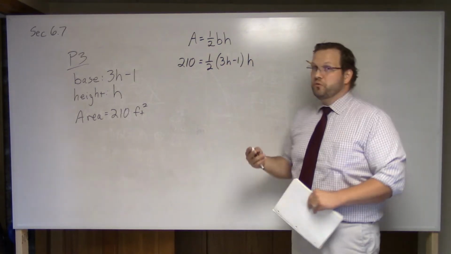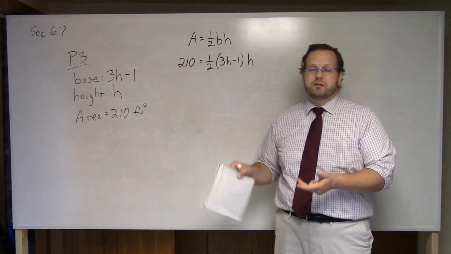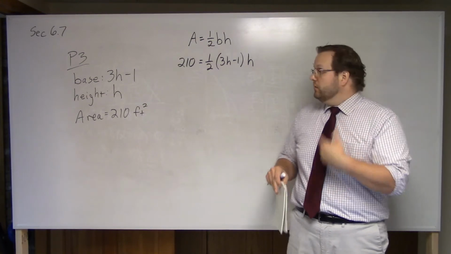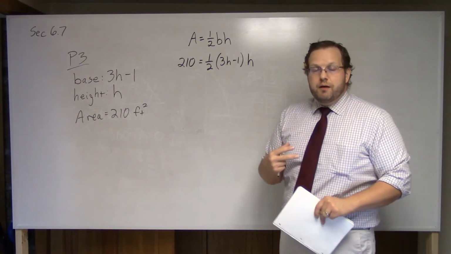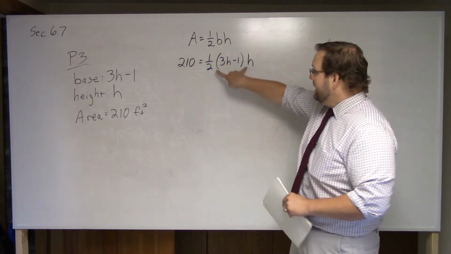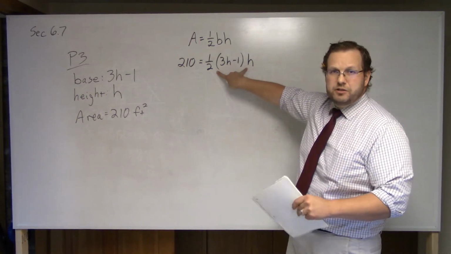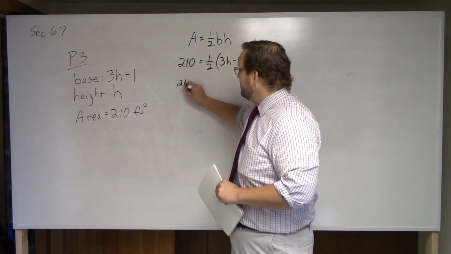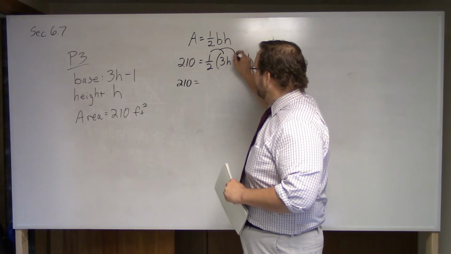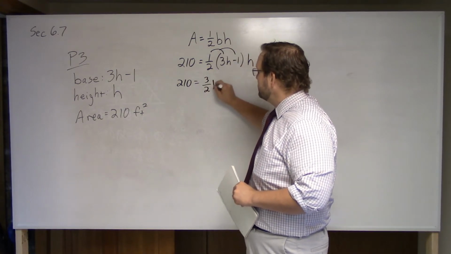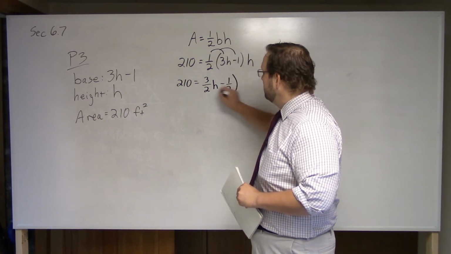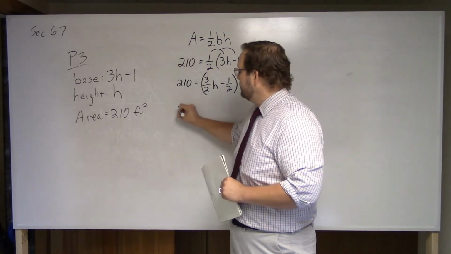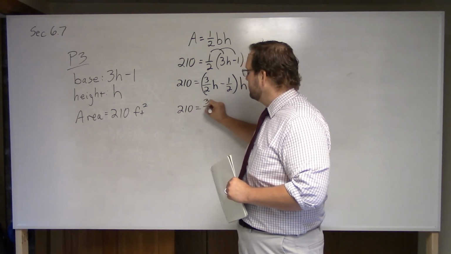Now, when we go through this, there's a few different ways that you can go about this. You don't have to do this in exactly the same order that I do. Okay? First thing I would probably do is distribute. These 2 can be distributed at the same time, but just so that it doesn't combine too much, I'm going to do them separately. So I've got 210. I'm going to distribute the 1/2 to get 3 over 2h minus 1/2. And I still have that. Then I distribute that h.